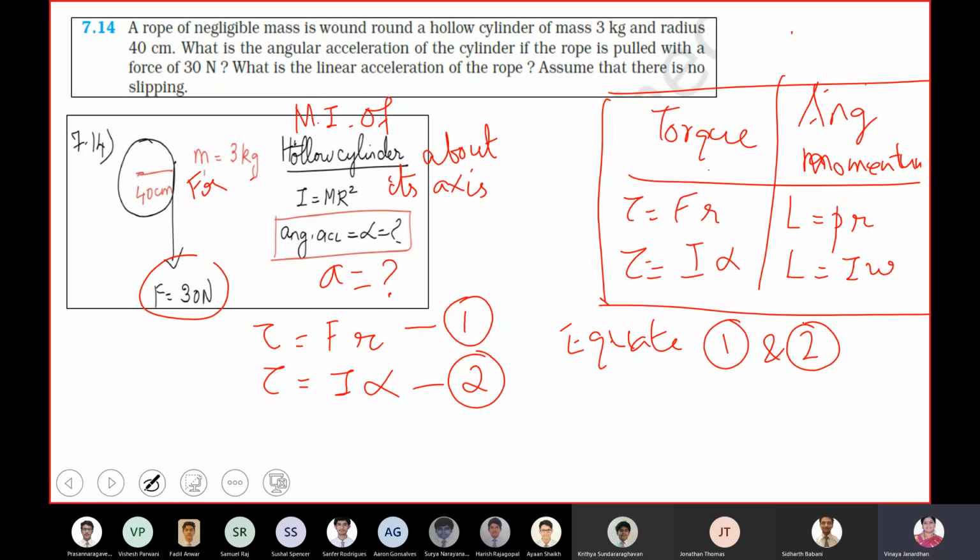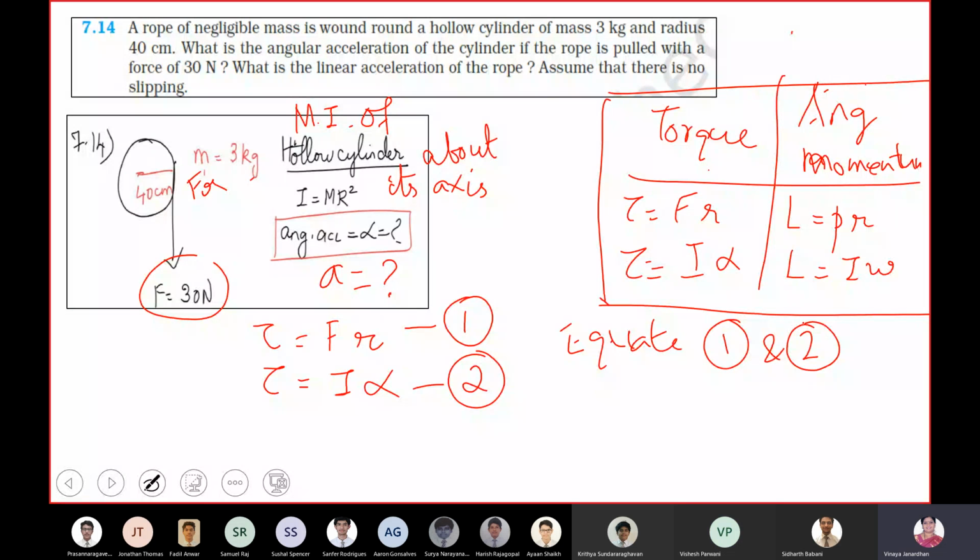What is slipping? Suppose a body is rolling down an inclined plane, it should not skid. So when you're pulling it, the cylinder should not move out. That is our no slipping condition over here. When you're pulling the rope, the cylinder should not move away. It can only rotate.